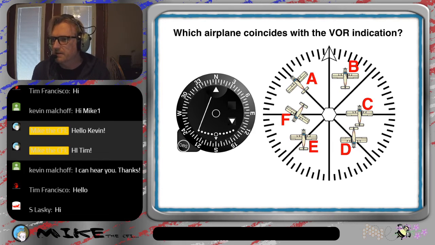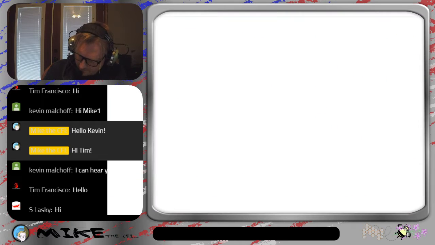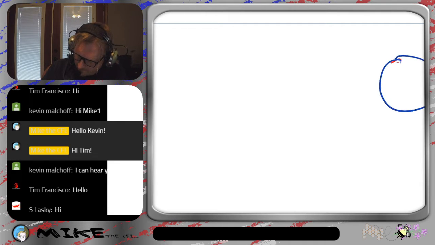So here we have a 360 from the station, and the course deviation indicator, the CDI needle, is off to the left. So 360 from, and we have to go left. So if we just redraw that out, we've got 360 from the station with a left course deviation.